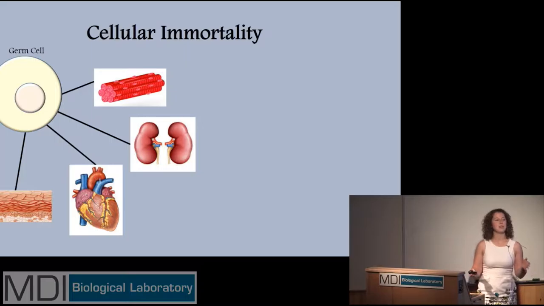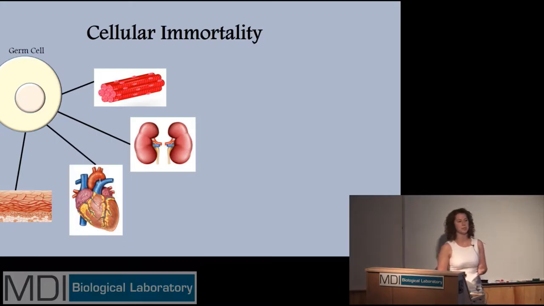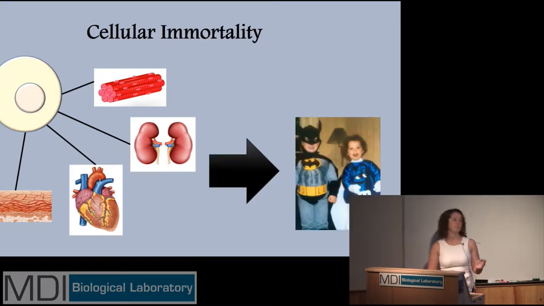So in our bodies, we have two types of cells. The first are somatic cells, and the second are germ cells. Germ cells we deem are immortal because after fertilization, they pass their genetic information on and are able to differentiate into all the tissue types in our body. This then leads to the next generation.